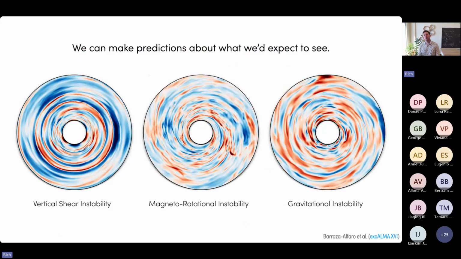And so Marcelo was able to run a whole load of different radiative transfer simulations to explore what these instabilities would look like. And so these are 3 of the ones that he was looking at. Again, you can see that the VSI gives this really nice corrugated structure. The magnetorotational instability and GI give spiral arms, but there is some difference in the magnitude of the spiral arms and the number of them and so on. So the hope was that we could use this gallery as a way to piece together what instabilities we see in the disks in our sample.